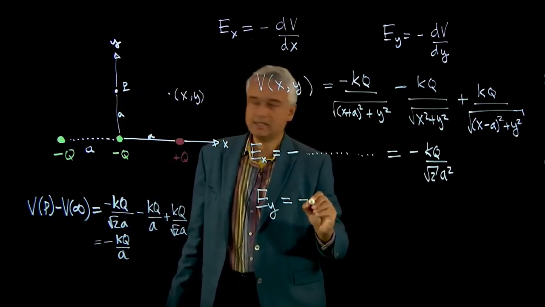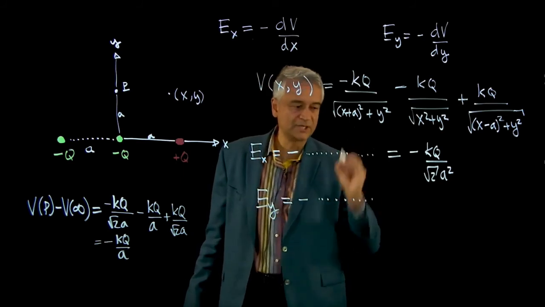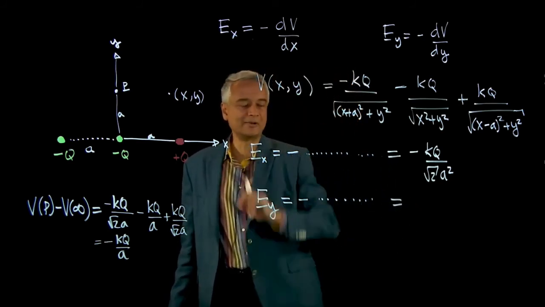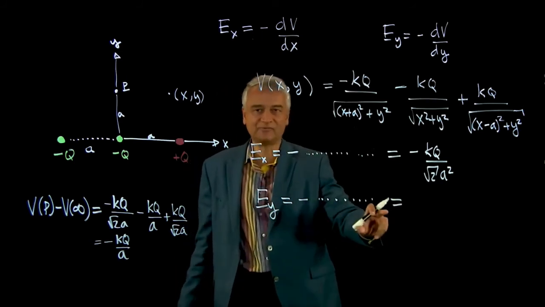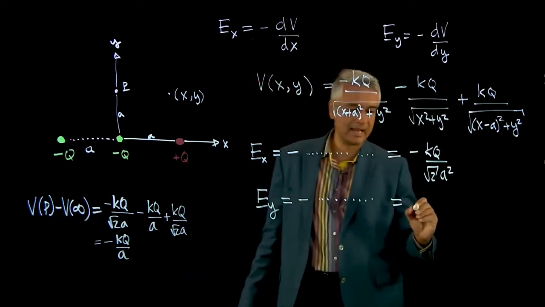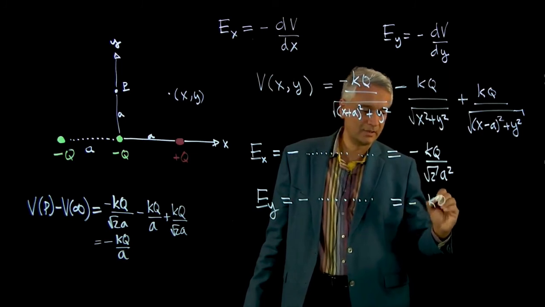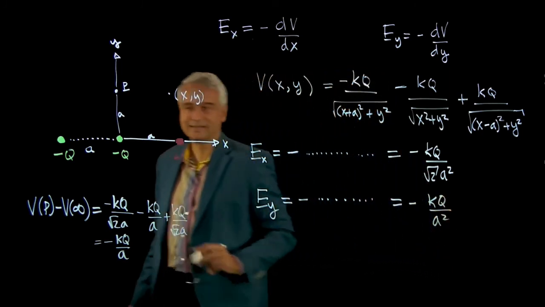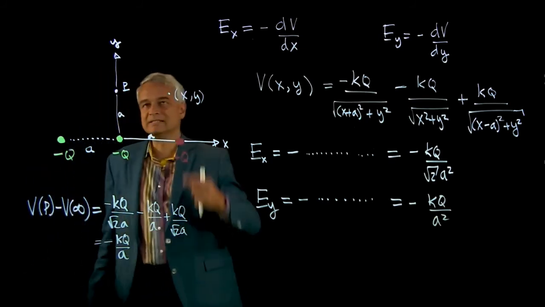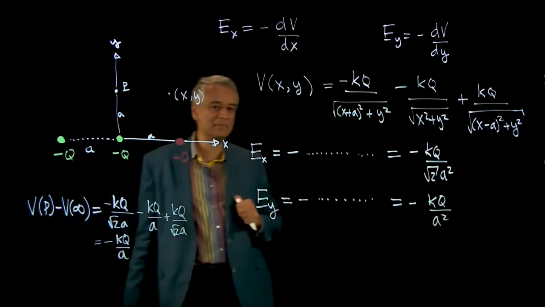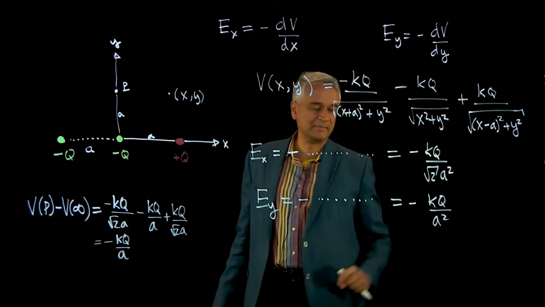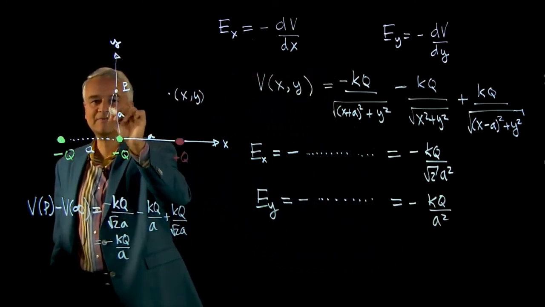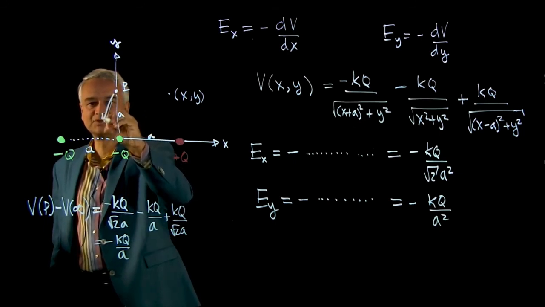And in fact, I get some big long expression. I then plug in x equals 0, y equals a, but I plug that in only after I've differentiated, and then I get minus kq over a squared. And so what I learn is that the electric field at the point P has a negative x component and a negative y component, and the y component is a bit bigger than the x component, so the electric field at this point P is a vector that is pointing kind of in this direction.